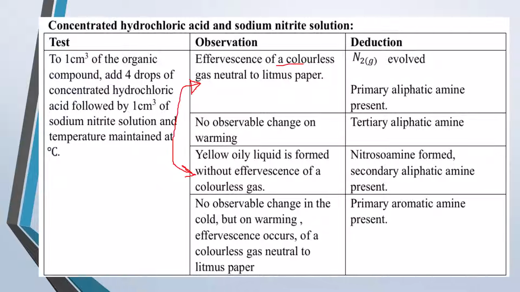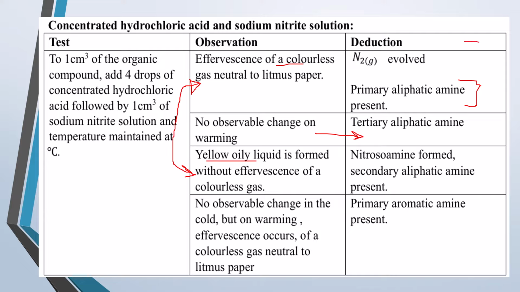And since they are amines, the only gas we expect is going to be nitrogen. So when you see bubbles of a colorless gas, you simply deduce that a primary amine is present. And if you don't get an observable change, then you are most likely dealing with a tertiary aliphatic amine. And if you get a yellow oily liquid formed, that means you are dealing with a secondary amine.